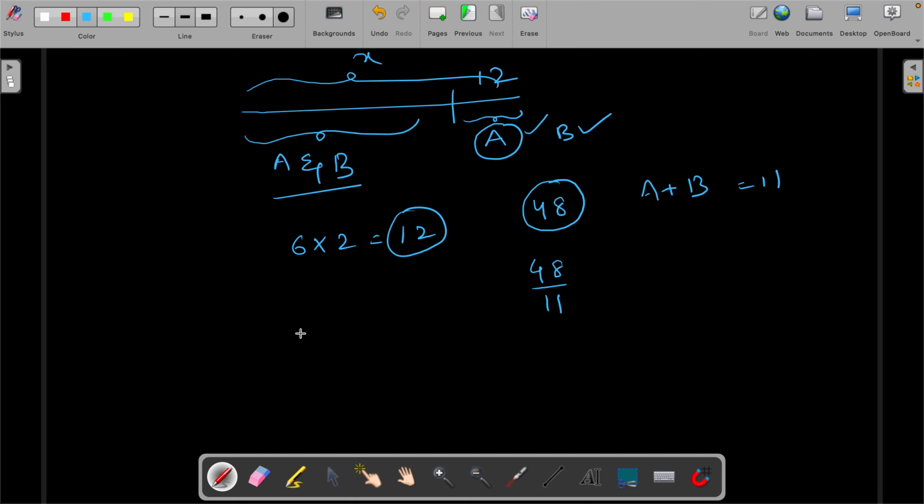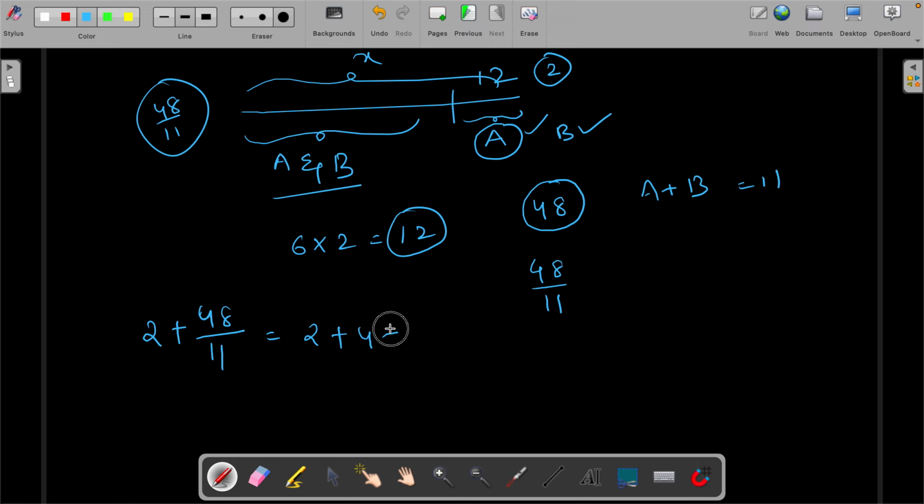Now the total number of days is 2 days plus this one, 48 by 11 days. 2 plus 48 by 11, which is 2 plus 4 plus 4 by 11, which is 6 4 by 11. So this is the actual completion of work.